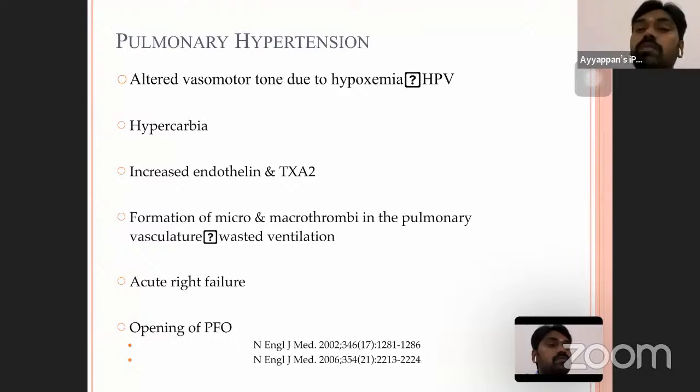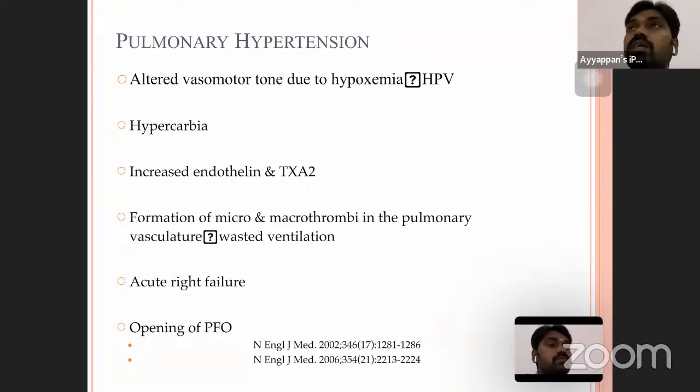The other thing is the pulmonary hypertension. Why is there pulmonary hypertension? The pulmonary hypertension happens secondary to altered vasomotor tone. Why does that happen? Whenever there is hypoxemia, the physiological phenomenon of hypoxic pulmonary vasoconstriction steps in, causes constriction of the non-ventilated capillaries, resulting in increased pulmonary pressures. There might be associated hypercarbia because of increased dead space, which can again result in increase in the pulmonary pressures. And because of the injury, there is a resultant increase in endothelin and thromboxane A2, which can also contribute.